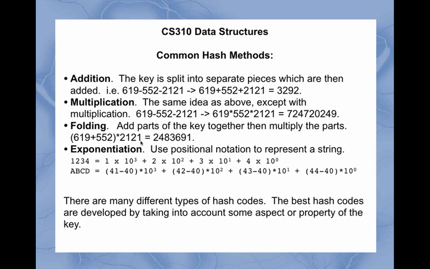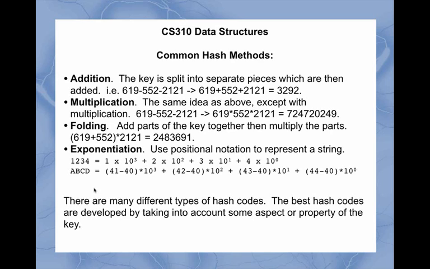There are others. Another common one is using XOR with various parts of the key. The best method, the most useful method, and the one that provides the most even distributions is typically the exponentiation. Positional notation is typically used when we refer to integers, but we can use this same idea with strings.